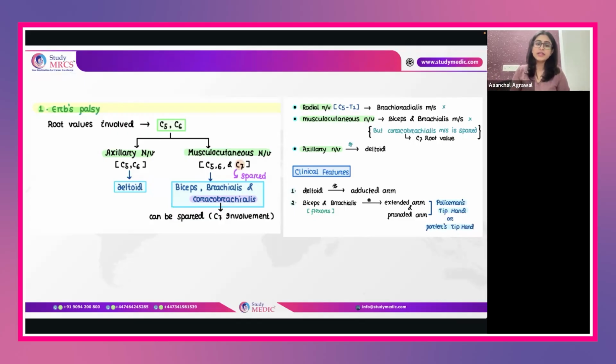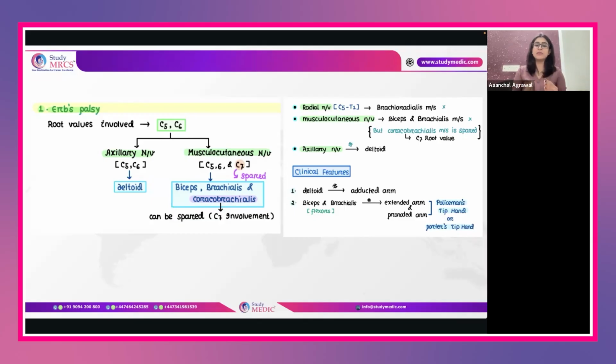Next, the musculocutaneous nerve. What does it supply? It supplies three major muscles: biceps, brachialis, and coracobrachialis. What is the collective function of these muscles? Flexion and supination. If that is gone, we will see the resulting finding. And what is the major function of the radial nerve? It helps in extension at the wrist joint.